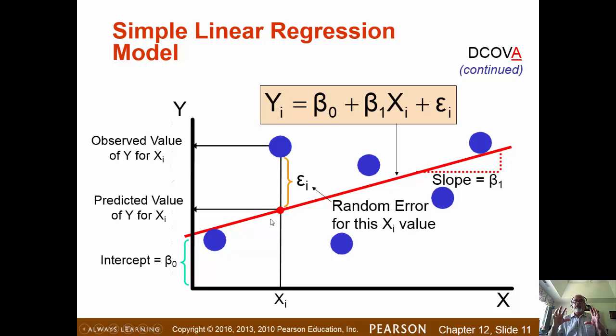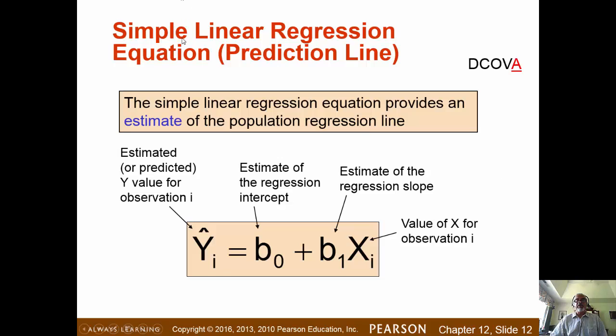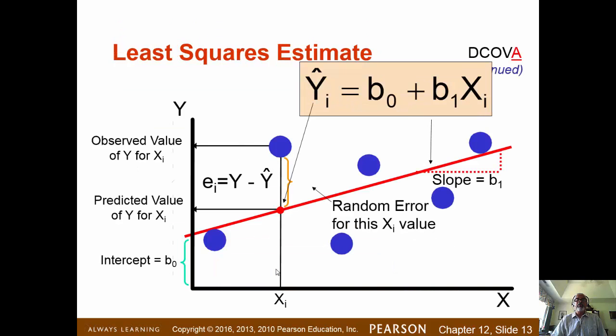Now given sample data, how do we estimate what the beta sub 0 value is and what the beta sub 1 value is? This is called the simple linear regression equation, where we have a predicted value for y that is based on b sub 0 plus b sub 1 x, b sub 0 being our estimate for the y-intercept, and b sub 1 the estimate for the slope coefficient. So the question is, how do we come up with these two estimates? We're going to use what is called the least squares estimate.